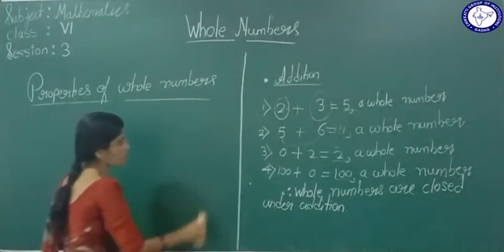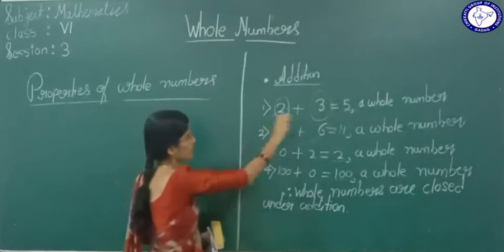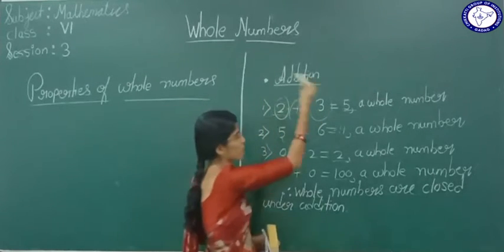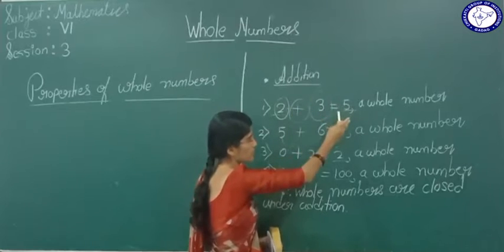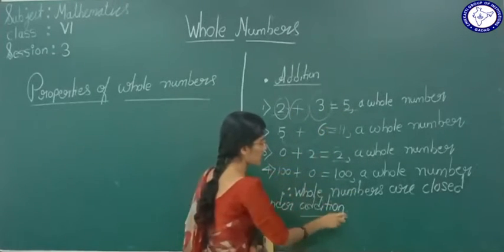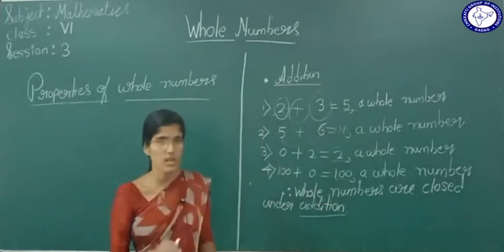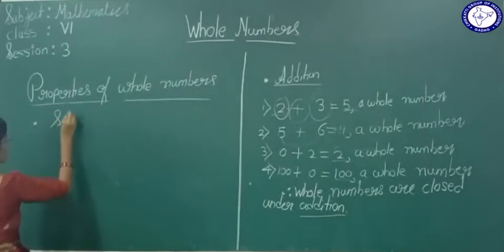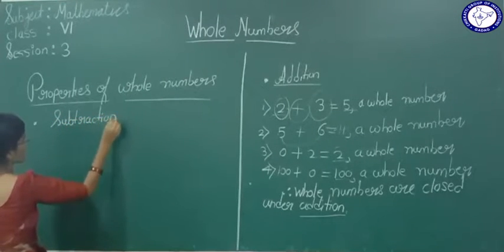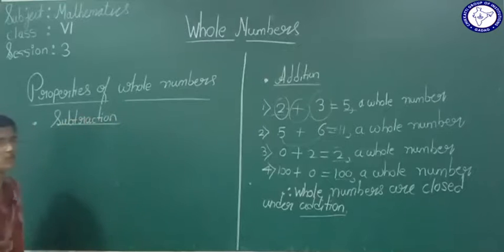Did you understand, students, what closure property is? You have to take two whole numbers, perform any operation, and a whole number should come. If a whole number came, it means whole numbers are closed under that operation. We will check one by one. Now we will check for subtraction.